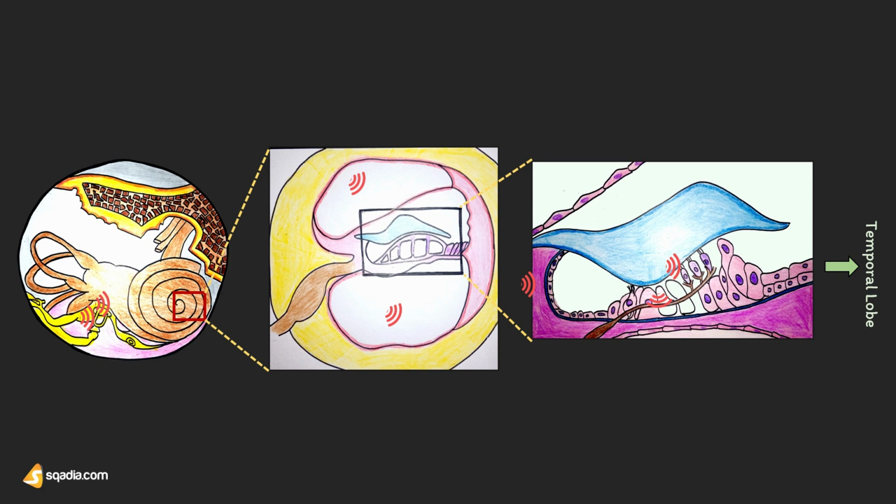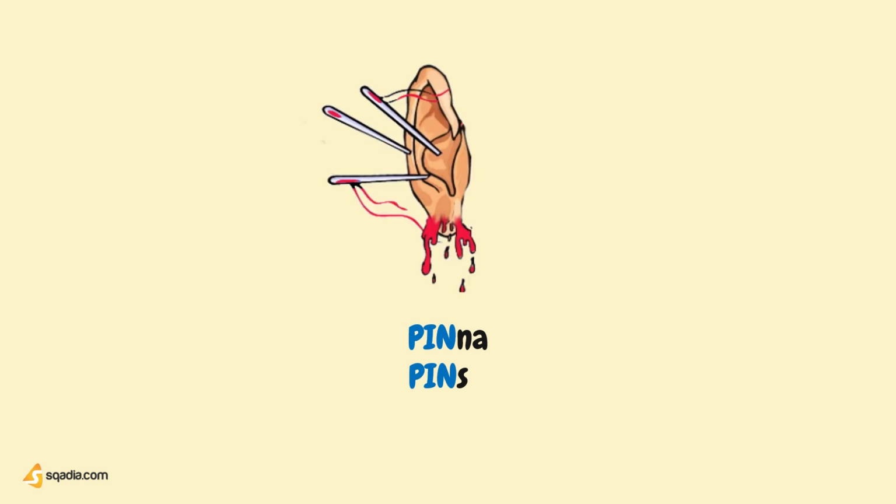Let's have some mnemonics for easy remembrance. The pinna is the part of your ear that everybody can see. Use the pin part of the word as your mnemonic, and imagine pins sticking into this part of your ear. A little blood makes the image that much more memorable.